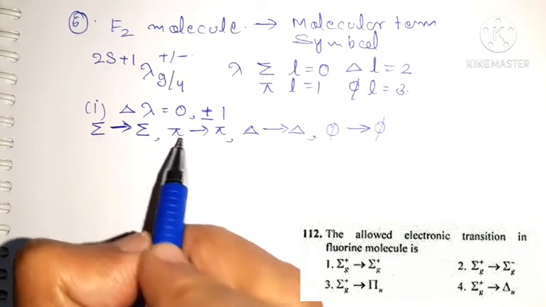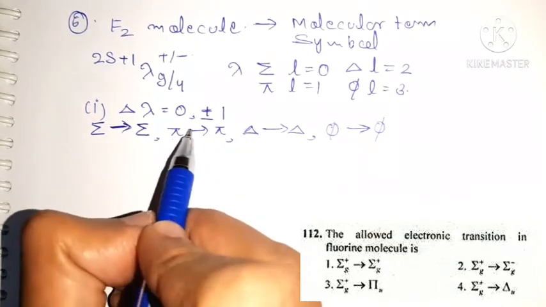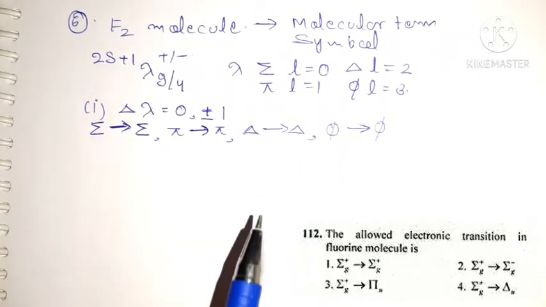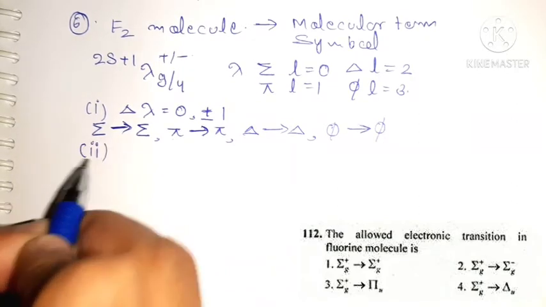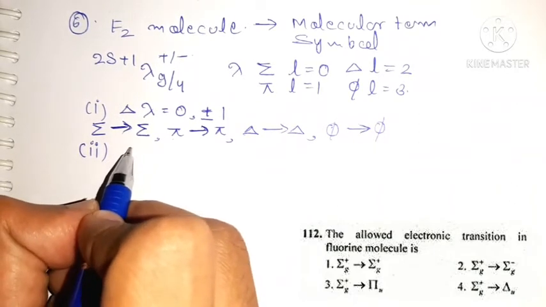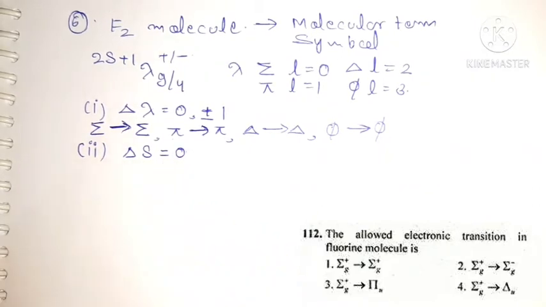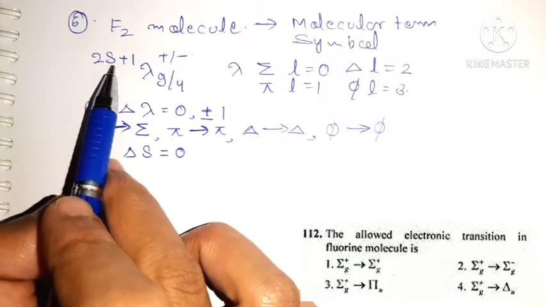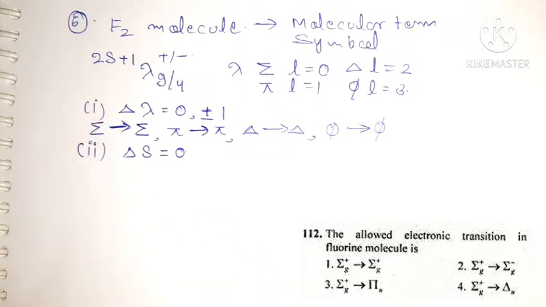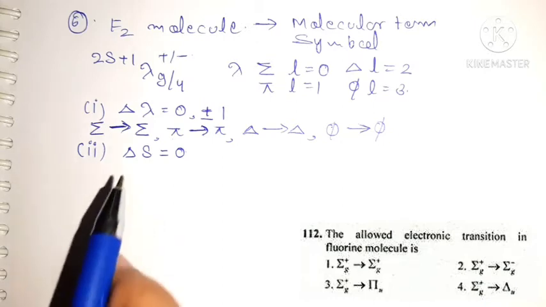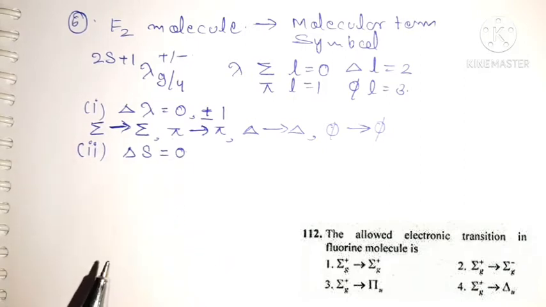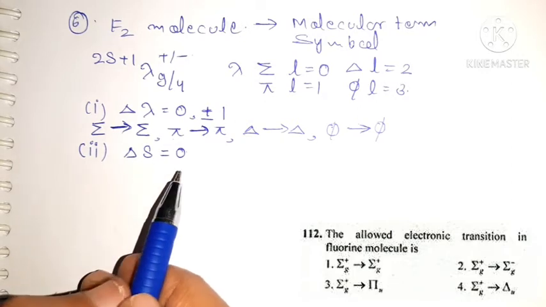Similarly, pi to delta are allowed and pi to pi are allowed. Delta to phi are allowed and delta to delta are allowed. Okay. Now, second selection rule says that the value of delta S will be 0. That means the spin multiplicity should not be changed. If any transition has delta S not equal to 0, that means this transition is not an allowed transition. So the spin multiplicity should not be changed, delta S is 0.